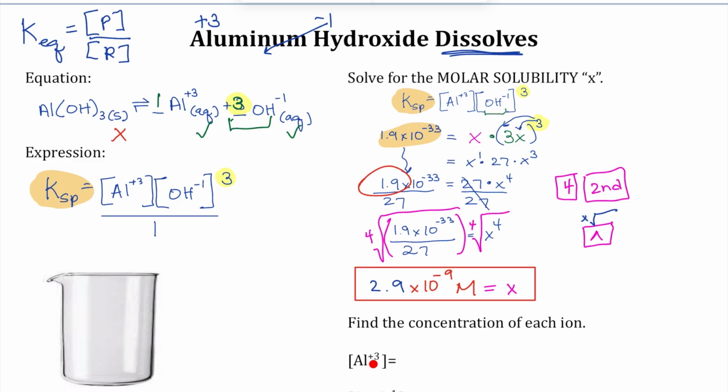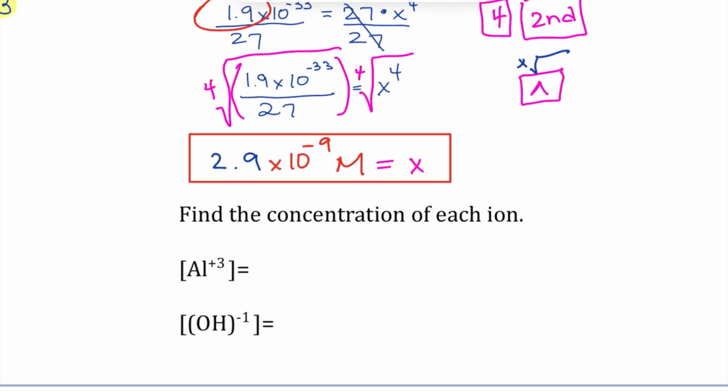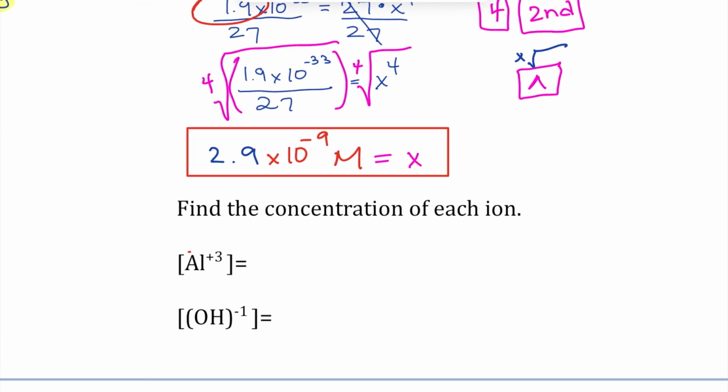So now if we look at our aluminum plus 3, well, I only have 1 aluminum. So to find the concentration of each ion, well, I only had 1x for aluminum. And so that aluminum plus 3 concentration, again, square brackets means concentration, well, that's just 1x. So that would just be 2.9 times 10 to the negative 9th molar. That's how many ions will dissolve per liter of water.